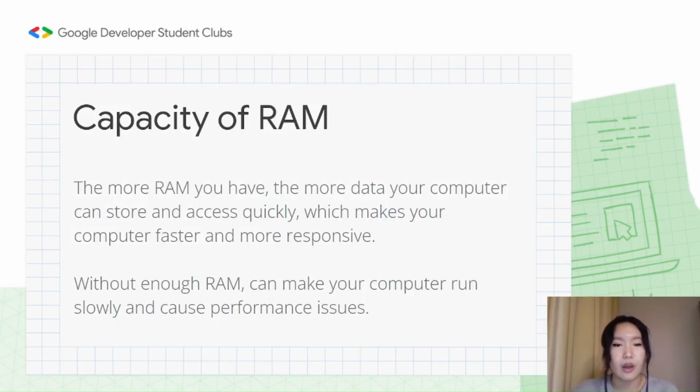Now that we know that RAM is a type of memory, what is the capacity of it? So essentially, the more RAM you have, the more data your computer can store and access quickly, which makes your computer run faster and more responsive. On the other end, if you don't have enough RAM in your computer, it can cause it to run slowly or cause any type of performance issue as it's unable to do multiple things at the same time.